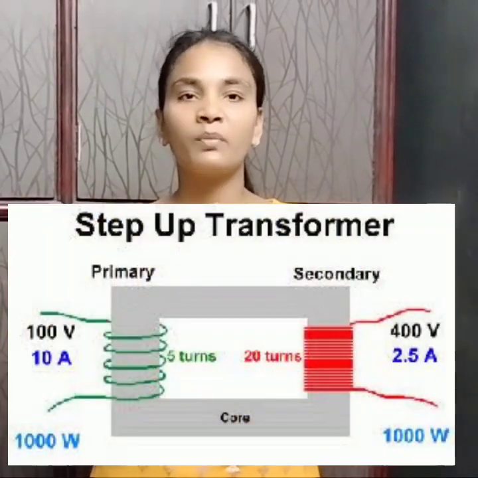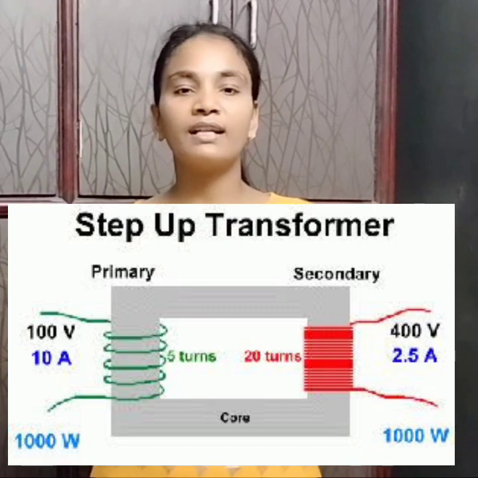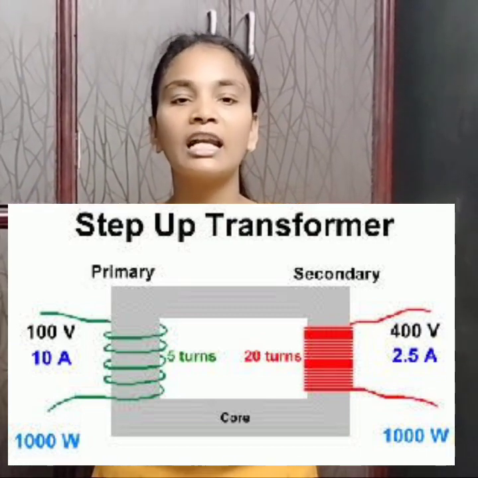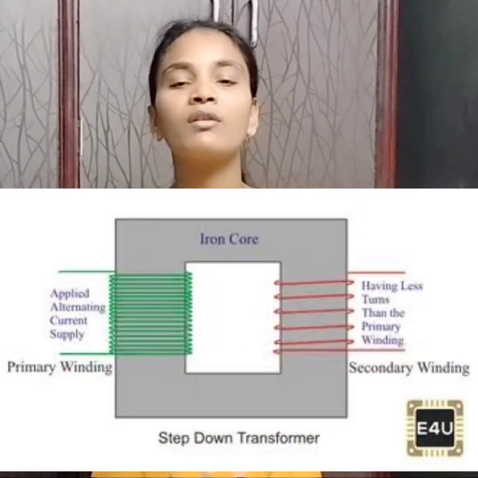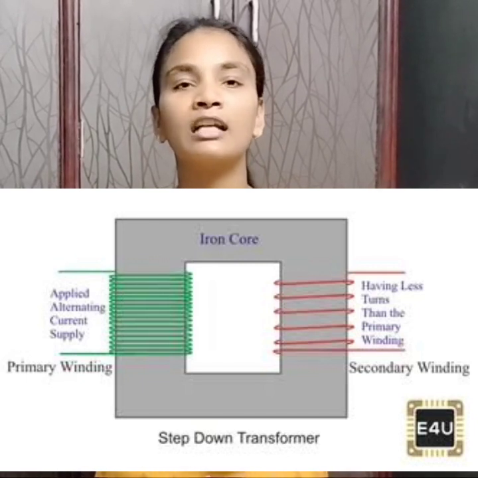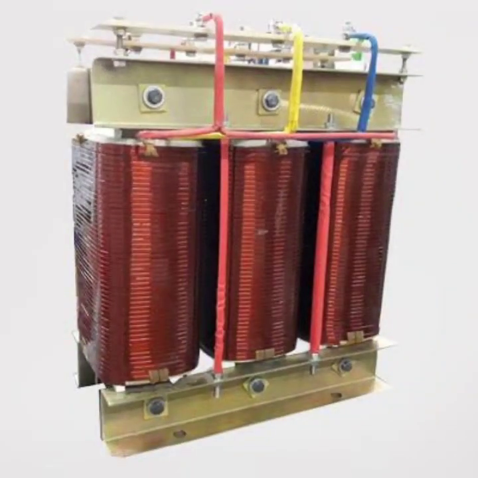Based on winding. Under based on winding, the first transformer is step up transformer. The number of windings on the primary coil is less than the number of windings on the secondary coil. It is also represented as NP is less than NS. Step down transformers, number 2. The number of windings on the primary side is more than the number of windings on the secondary side, also represented as NP greater than NS. And the third one is isolation transformers, where the number of windings on the primary coil is equal to the number of windings on the secondary coil, also represented as NP is equal to NS.